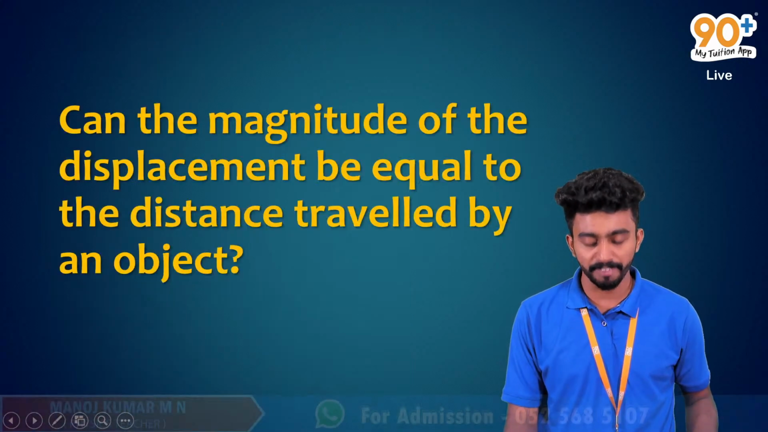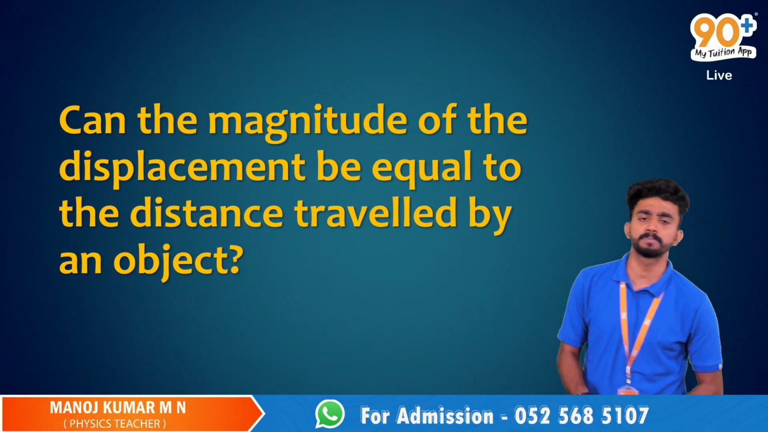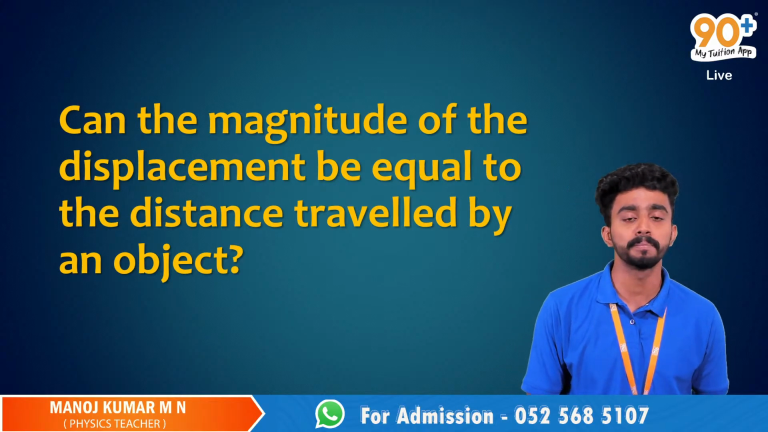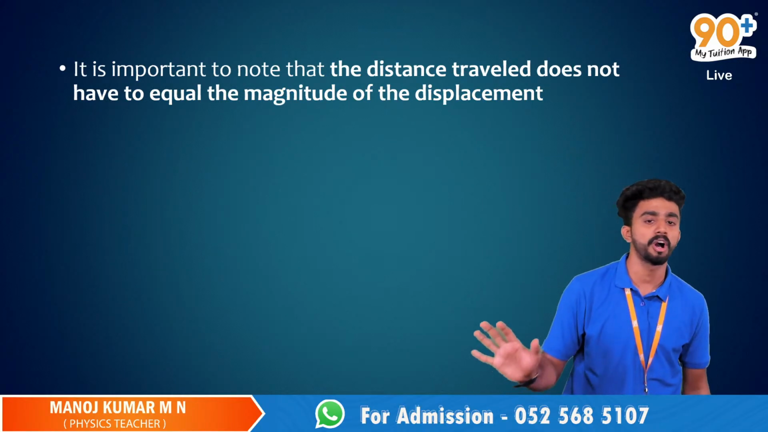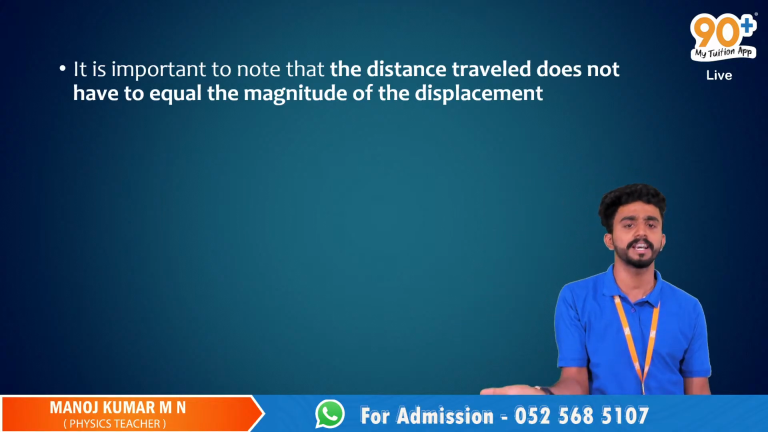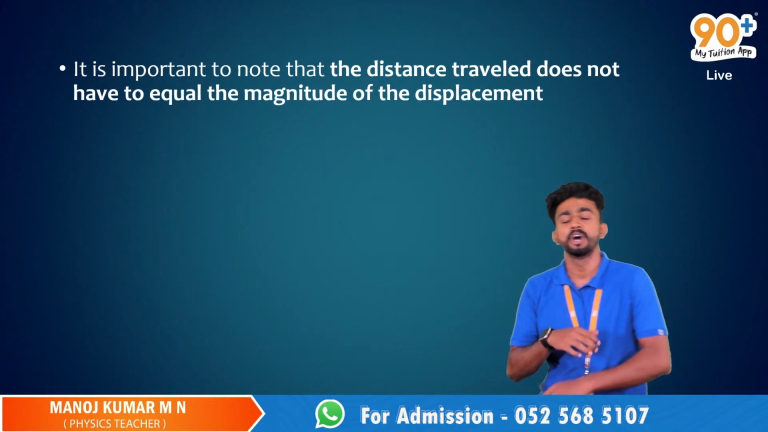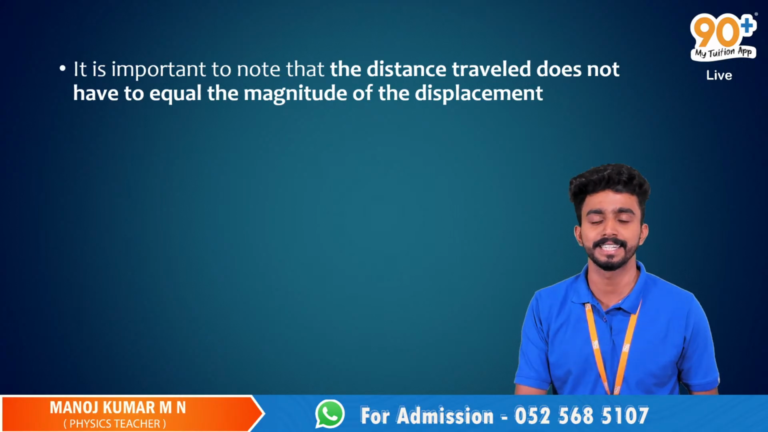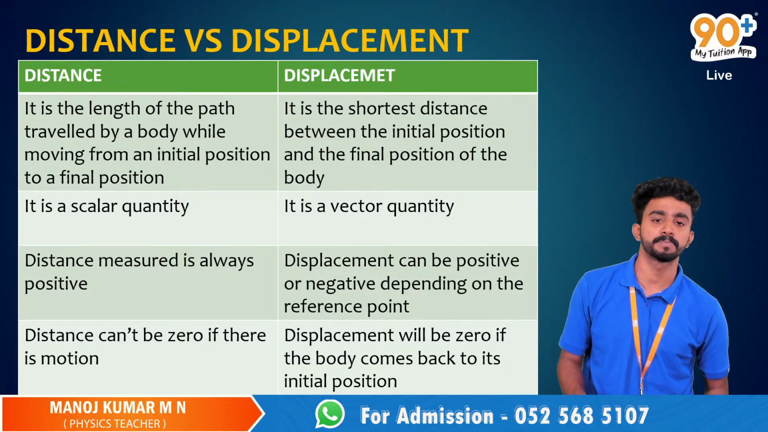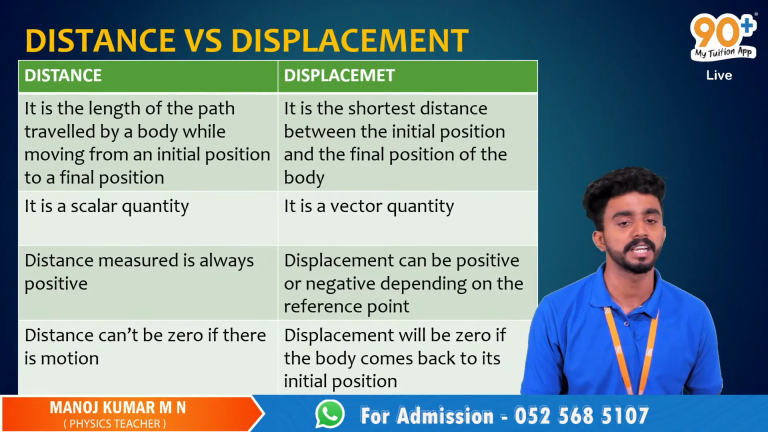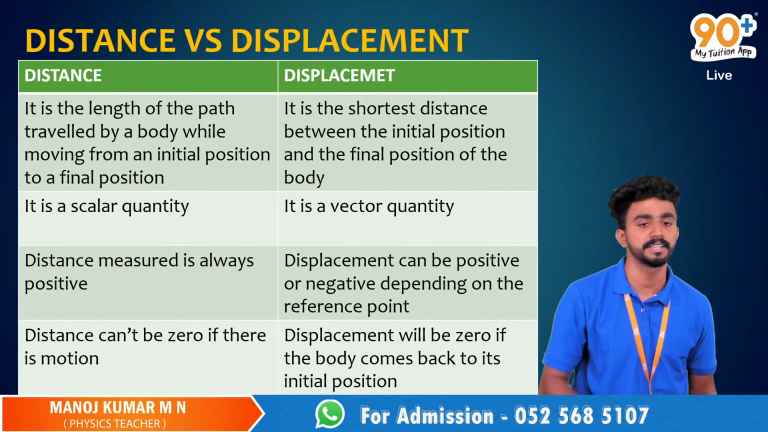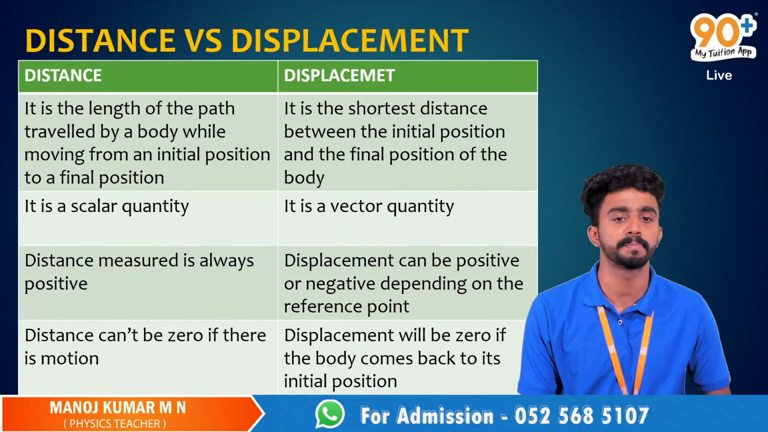After that we discussed, can the magnitude of displacement be equal to the distance traveled by an object? It's possible, right? It can be equal, but it's not necessary to be equal always. The distance traveled does not have to equal the magnitude of the displacement always. There will be exceptional cases as well. With respect to the comparison of distance versus displacement, we have checked out distance is a scalar quantity, displacement is a vector quantity, distance measured is always positive, displacement can be positive or negative depending on the reference point.